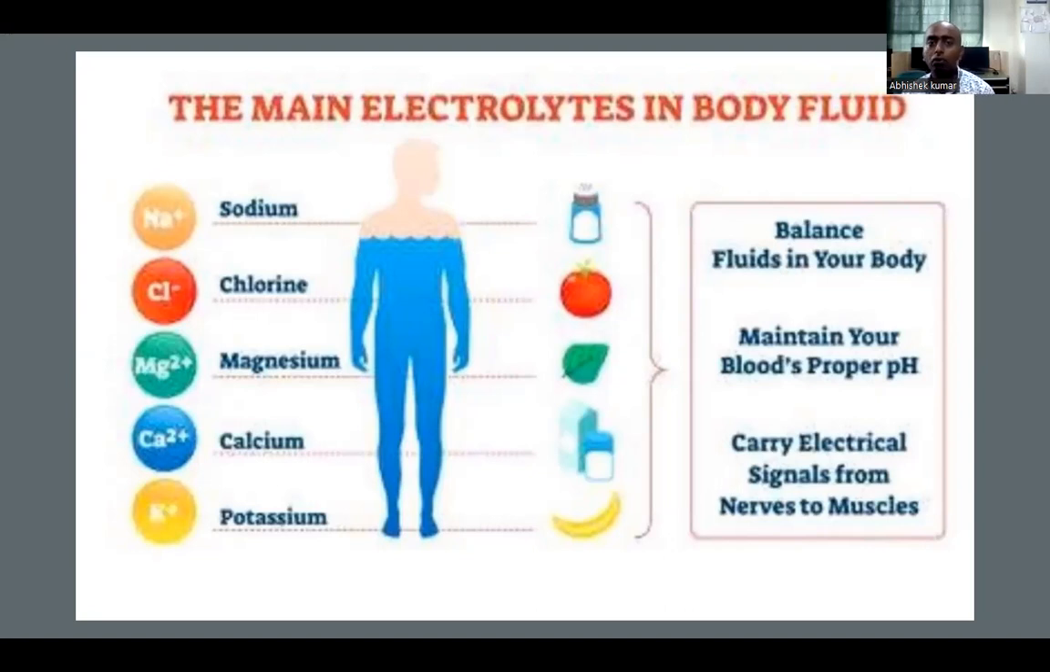The main role of electrolytes in body fluid is to maintain balanced fluid in our body, to maintain proper blood pH, and to carry electrical signals to the nervous and muscular system.